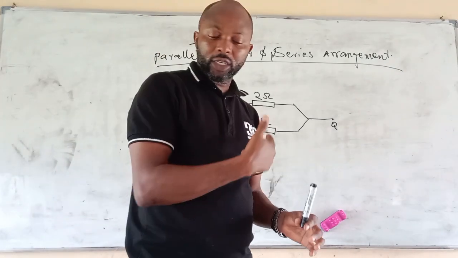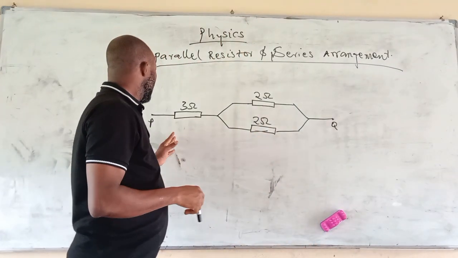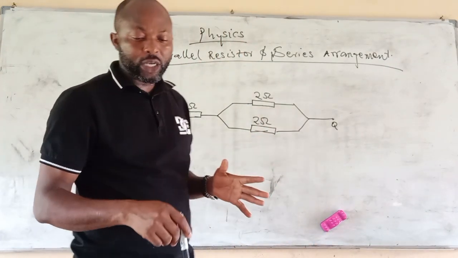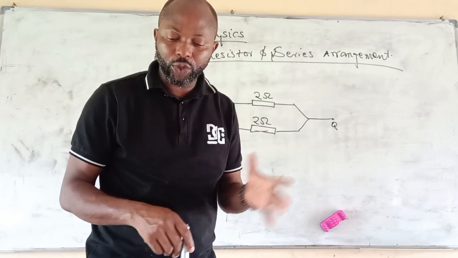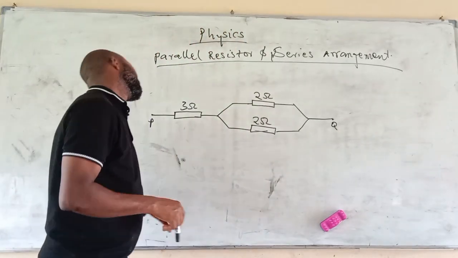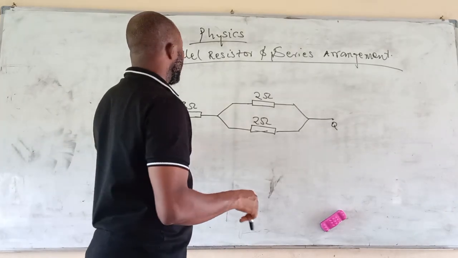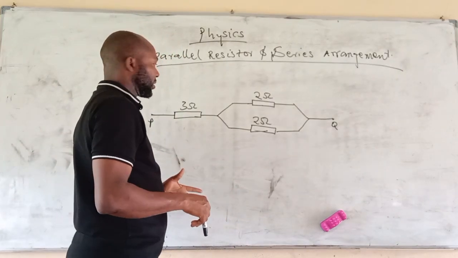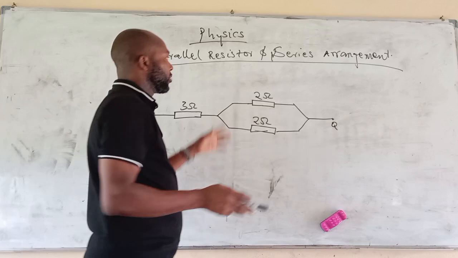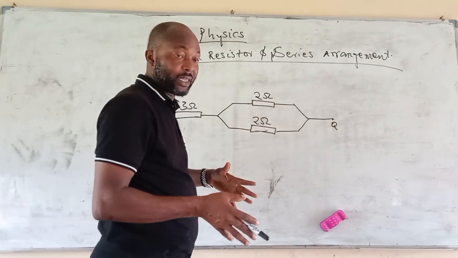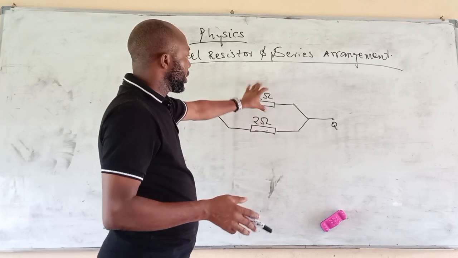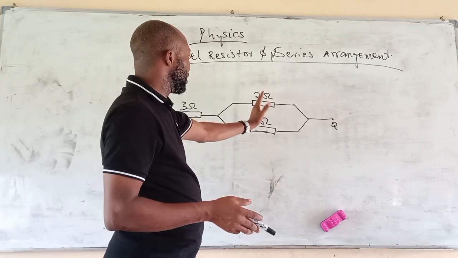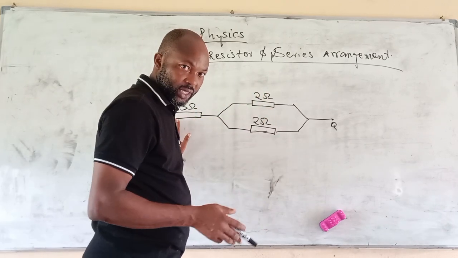All right, this is a question. Let's see what it says. It says we should calculate the effective resistance between P and Q in the diagram shown above. Now, in this diagram, we understand that these two are in parallel. If we collapse them as one, that will be in series with this.